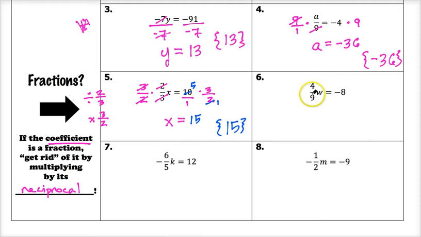Same thing for number 6. I have 4/9 w equals -8. I'm going to multiply the left side by the reciprocal of 4/9, which is 9/4. That's going to give me just w on the left side. On the right side, I'm also going to multiply by 9/4. So I have -8 over 1 times 9 over 4. My 4 and my -8 cancel to 1 and -2. So I have -2 times 9 all over 1, which is -18.